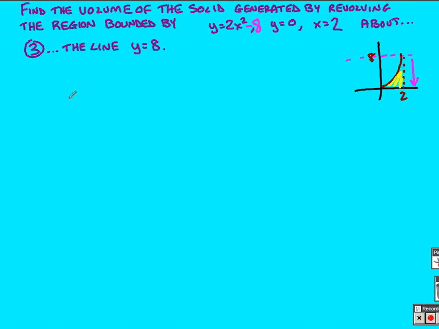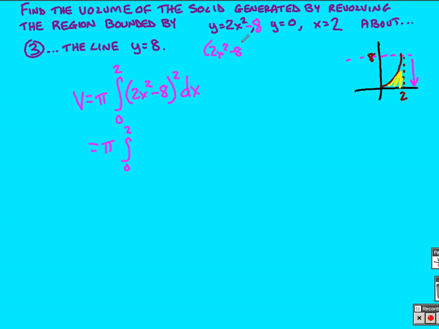Everything else will stay the exact same as it was in number 1 because we have a horizontal axis of revolution. So pi times, it's still from 0 to 2. My new function is 2x squared minus 8, that whole thing squared, dx. Here's the biggest issue that we're going to have. If you mess something up, it'll probably be this. And it's just simple FOILing.